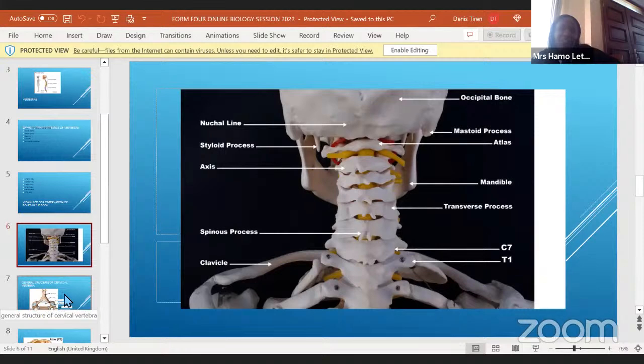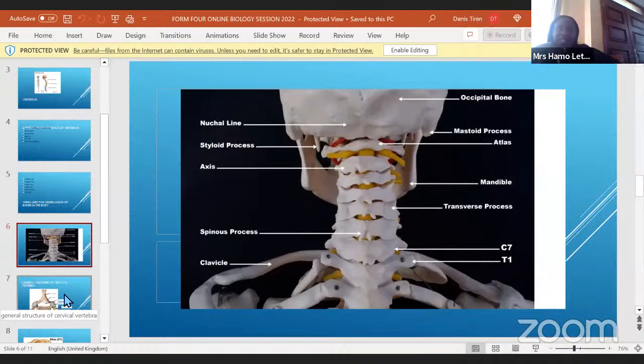So we have regions and particular parts of the bone. In the vertebral column, those bones are supposed to end with the word vertebra. Vertebra is singular, vertebrae is plural. On the neck region, we have 7 of them.